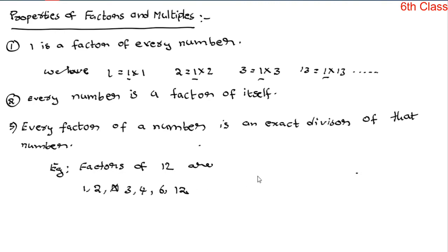Does each factor divide 12 exactly? Let us check. 12 divided by 1: 1 twelves are 12, remainder is 0. Next, 12 divided by 2: 2 sixes are 12, remainder 0, 12 minus 12 is 0. Next, does 3 divide 12?